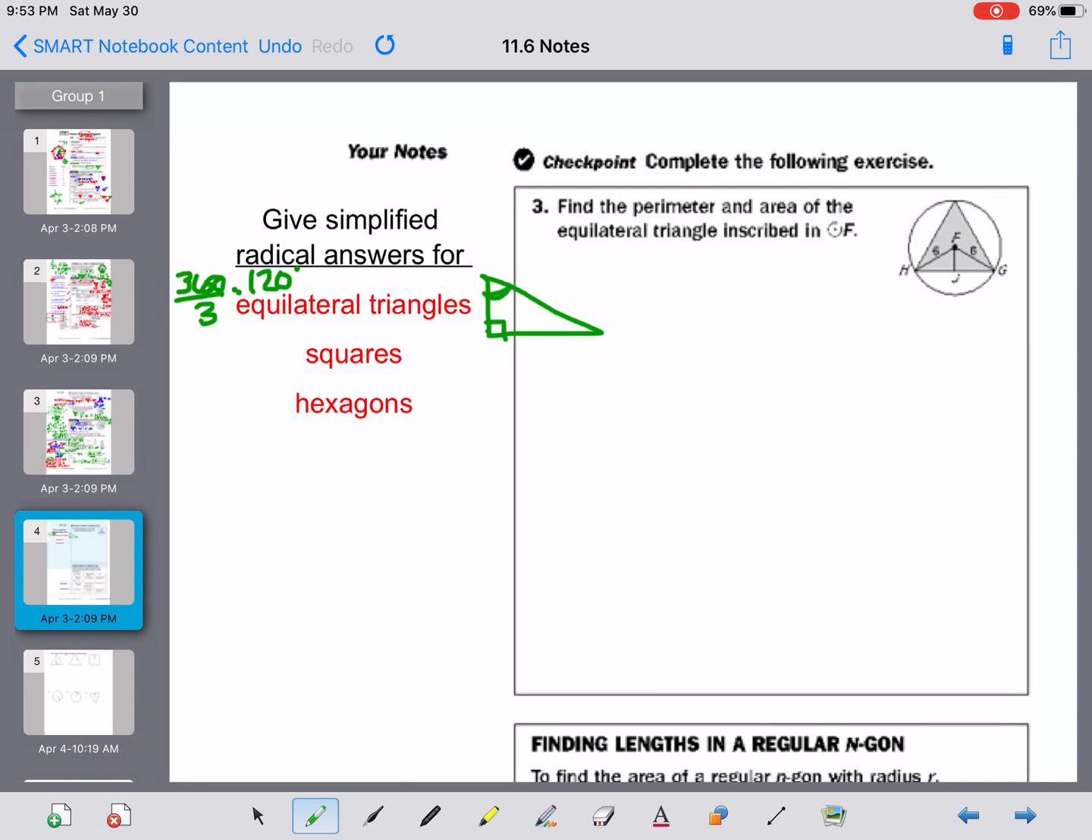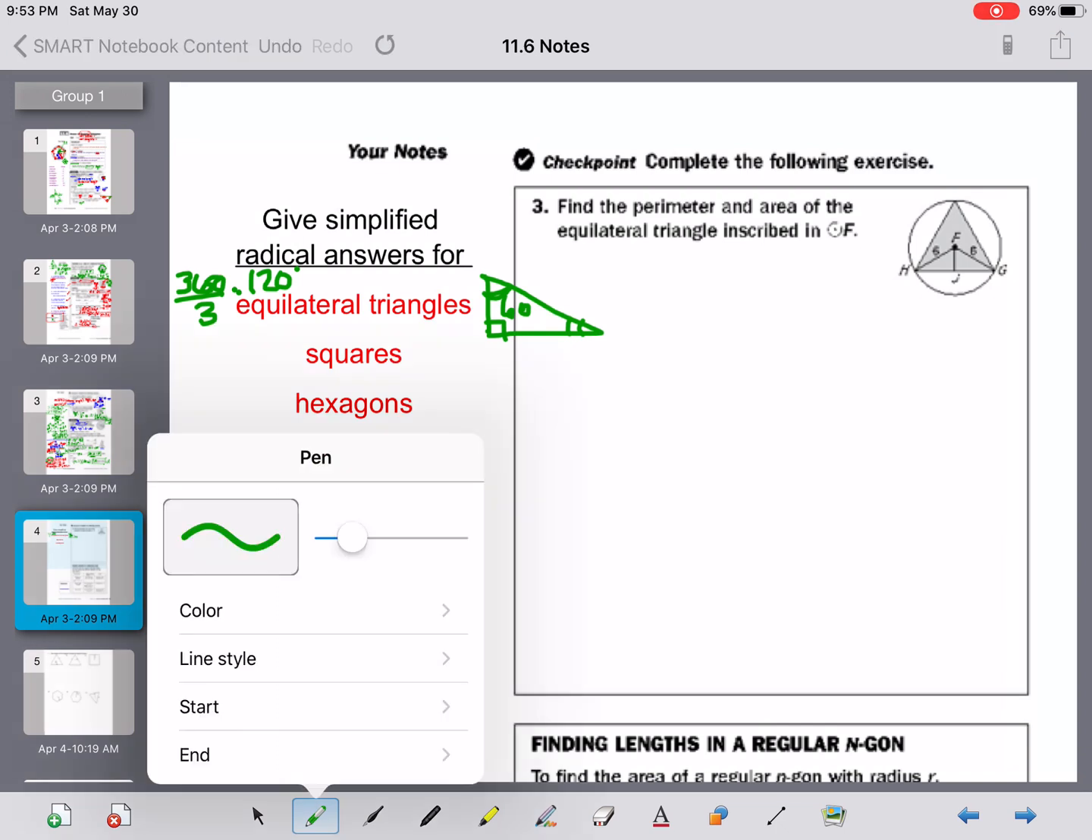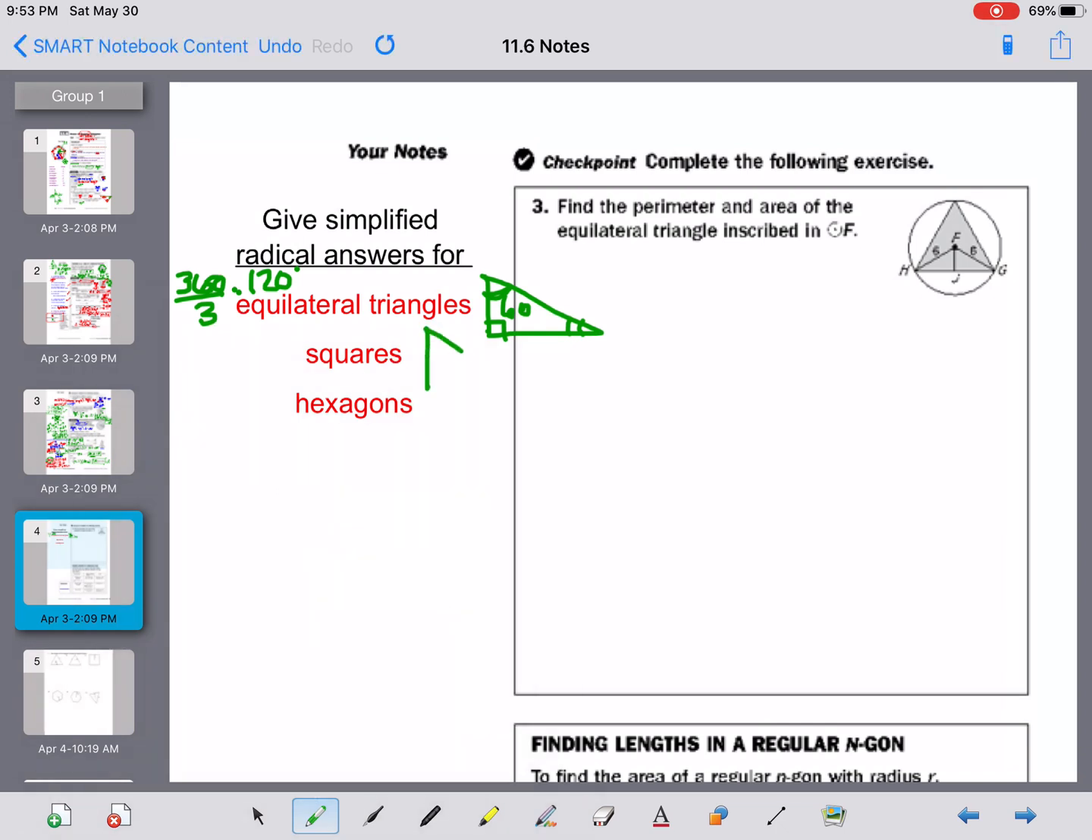On a square, we'll keep them green, I guess. I draw my triangle. I do 360 divided by 4. I get 90. Half of that, 45. I get a 45, 45, 90 triangle. Hexagons. To find my central angle, 360 divided by 6, I get 60. Half of that is 30. I get another 30, 60, 90. If you get equilateral triangles, squares, or hexagons, you need to give simplified radical answers. Do not give decimals, okay? So that's just kind of a heads up. And again, I'll try to lead you through that when I give you those.